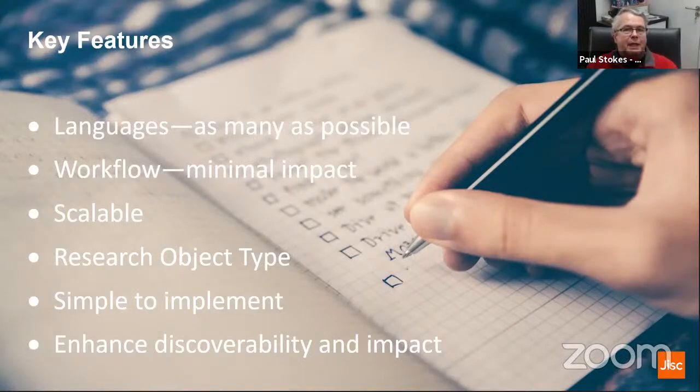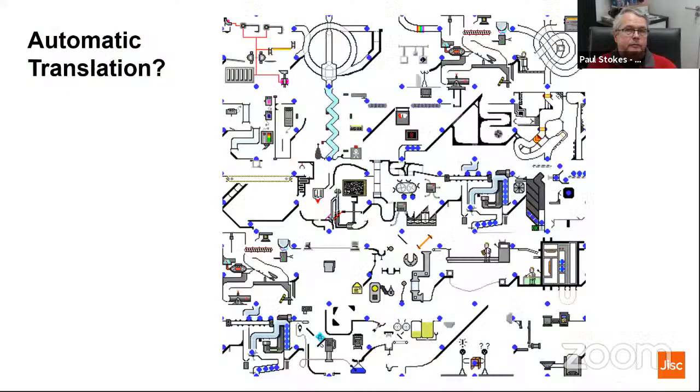It had to support as many languages as possible and translation from any language to any other language. It had to have minimal to no impact on depositor workflow. It needed to be scalable. It needed to be applicable to many different types of research object. And I didn't want to reinvent the wheel or undertake a lot of development work, as my programming skills are very rusty. I wanted to enhance discoverability and impact and definitely not make things worse.